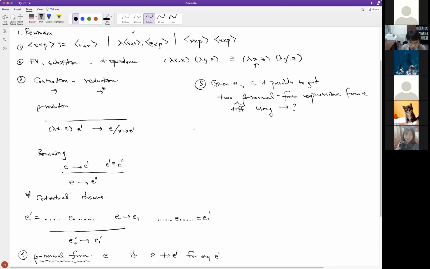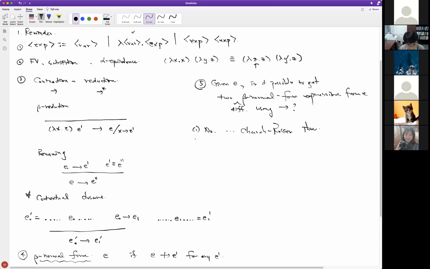Okay, so at the end of the last lecture, I said that the answer to this question is no. And that's related to the so-called Church-Rosser theorem.